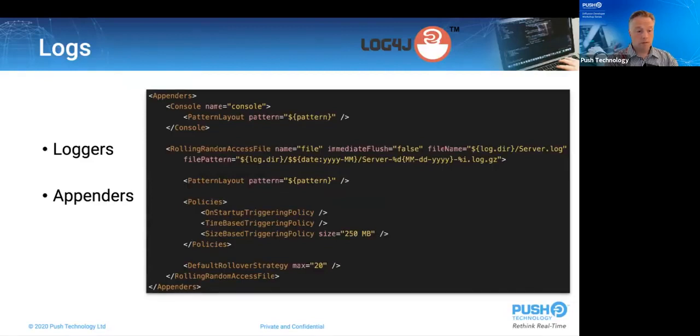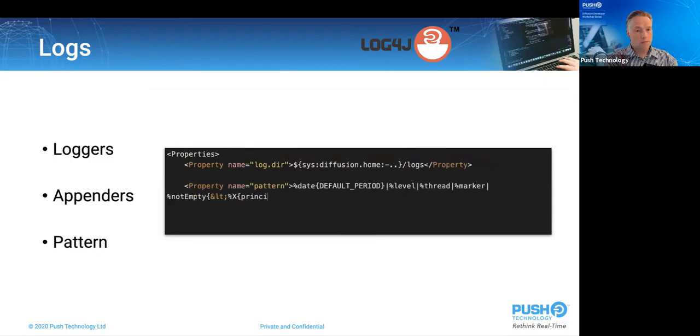Next down, the rolling random access file, the file appender, takes a lot more configuration, mostly relating to buffer flushing, file names, rotation policies, and rotation naming patterns. In this case, the log file is rotated when the process is started, when the day has passed, or when it has exceeded 250 megs. Finally, we can see that it will allow no more than 20 log files. The properties section is a key-value store, but the pattern property is interesting as that is used by both the out-of-the-box appenders to govern the format of each log entry.